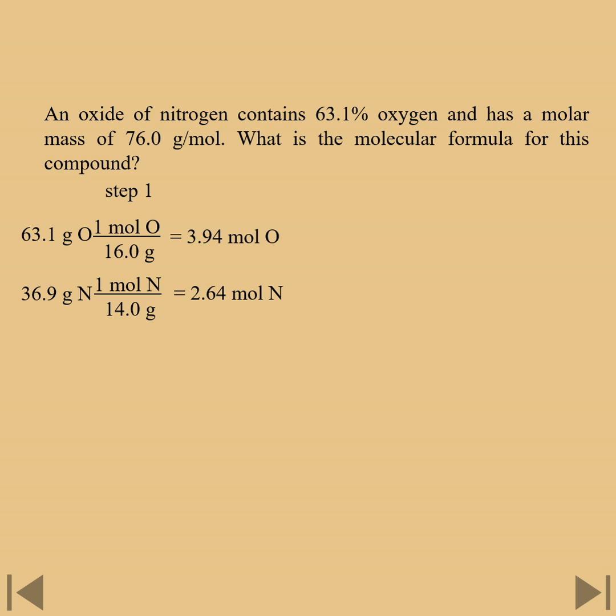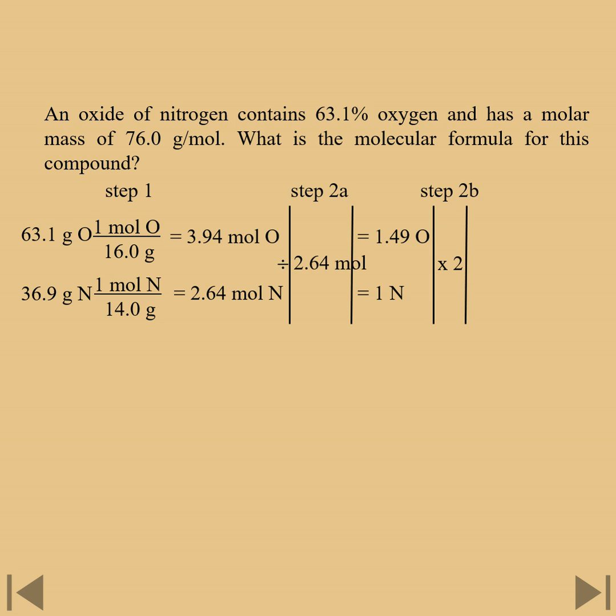We want whole numbers, so we're going to divide each by the smaller number and hope we get whole numbers. When we divide 3.94 by 2.64 moles, we get about 1.5 oxygens. And dividing the 2.64 by 2.64, we get 1 nitrogen. I'm pretty sure we know that 1.49 is like 3 halves. So we need to multiply each of these by 2, giving us 3 oxygens and 2 nitrogens.